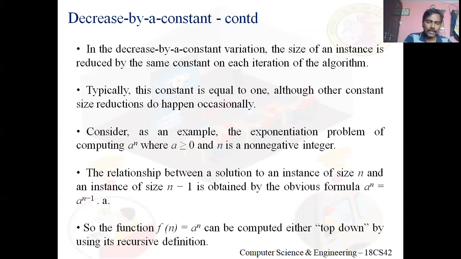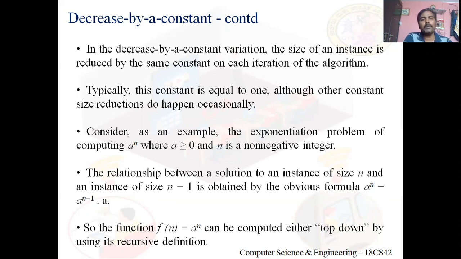Means I repeat, I should compute a power n. But I will compute a power n minus 1. Once I compute a power n minus 1, let me multiply a to that. Got it? So what I'll get? A power n.